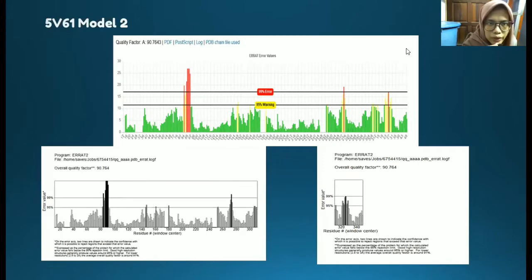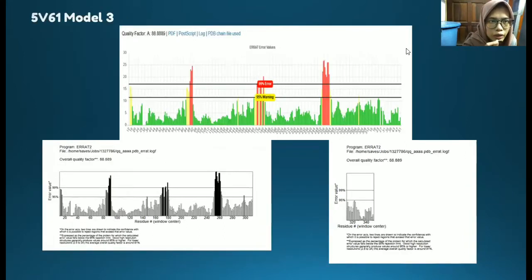For the 5V61 model 2, the quality factor is 90.7643, which tells us that the result is good and excellent. It also has a good high resolution structure that generally produces values around 95%. Okay, and for the 5V61 model 3, the quality factor is 88.8889, which tells us that the result is good and excellent. It also has a good high resolution structure that generally produces values around 95% or higher.